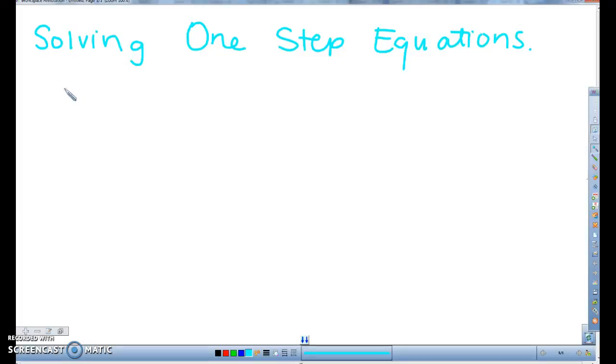Today we're going to be talking about solving one-step equations, and we're going to solve 4 different ways. The first way is by adding.